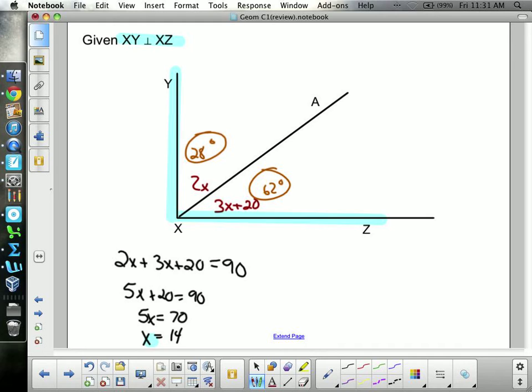Sometimes the pictures aren't drawn exactly accurately to scale, are they? That's why we don't judge based on the appearance of the picture. We judge based on the facts. That's why we learn to judge based on facts in geometry. That's what we do.